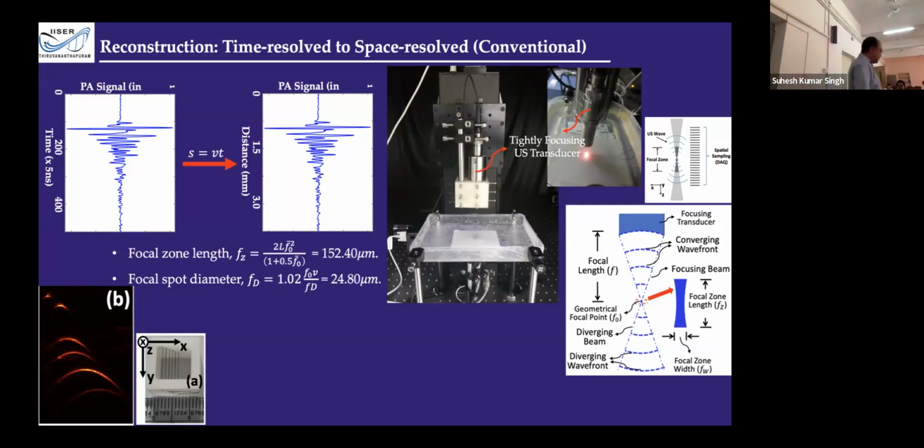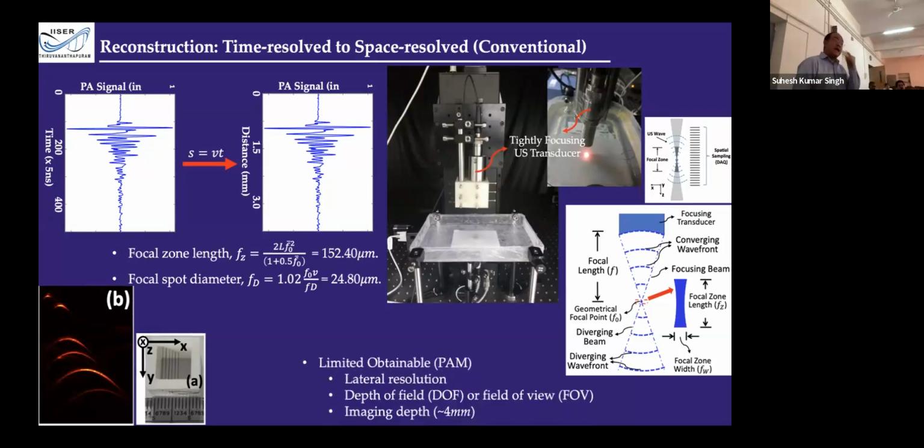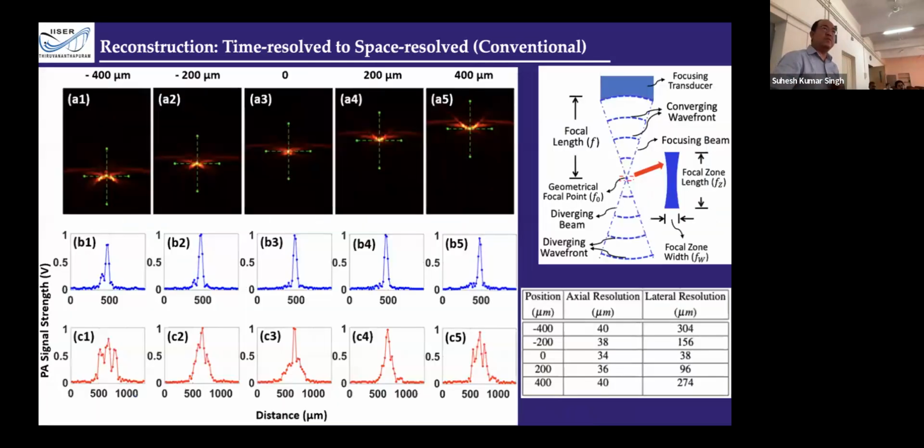So what we do is ask whether we can stretch this focal zone length to the order of centimeters, while maintaining a resolution of the 25 micrometer kind. That is what we are talking about. It is very limited because of the obtainable resolution and field of view.